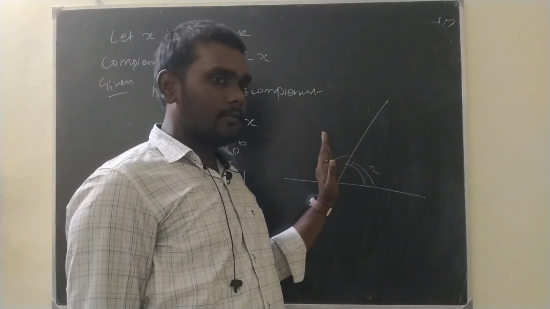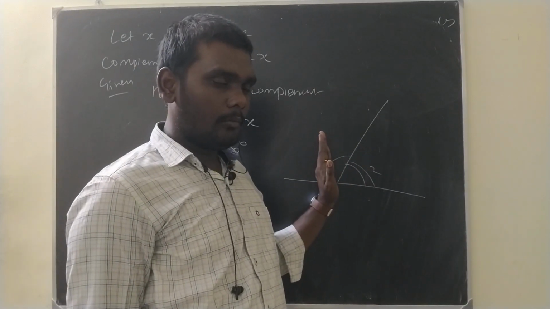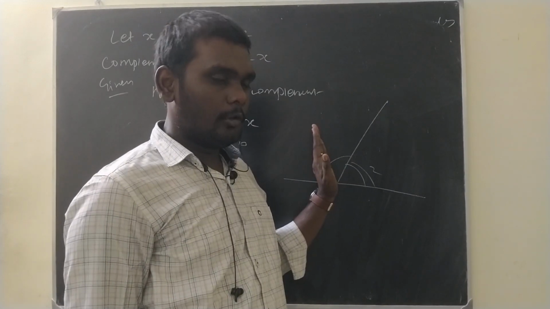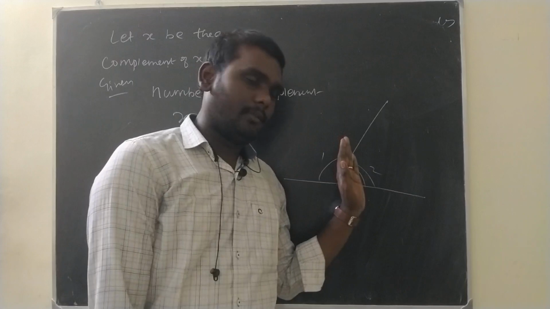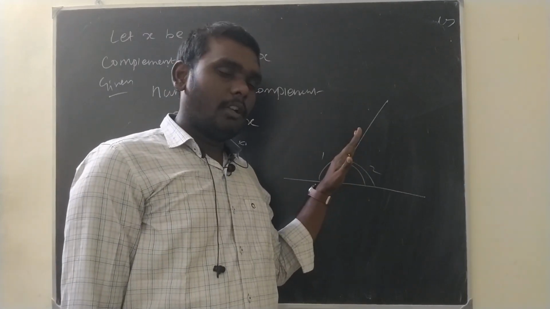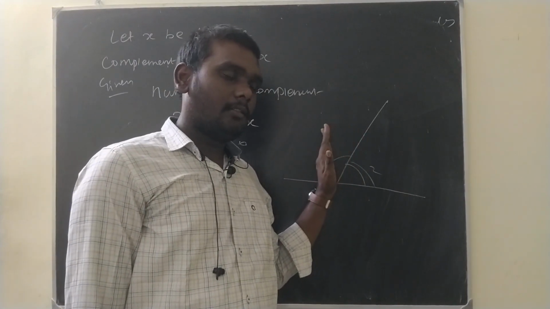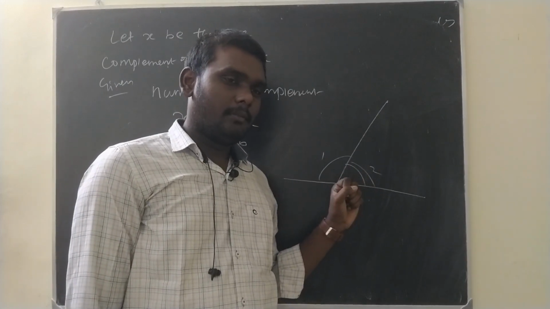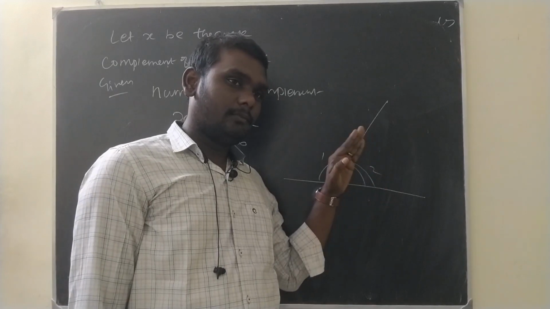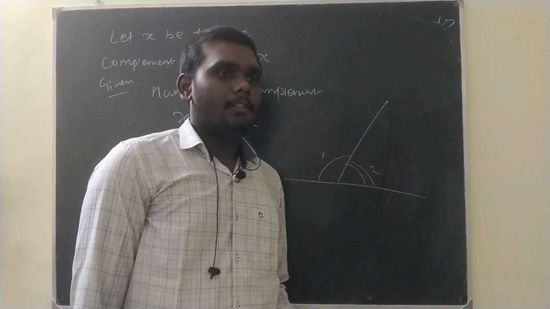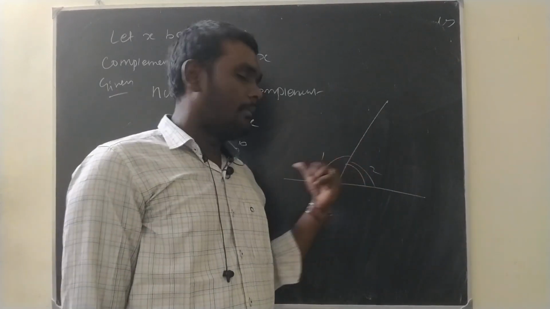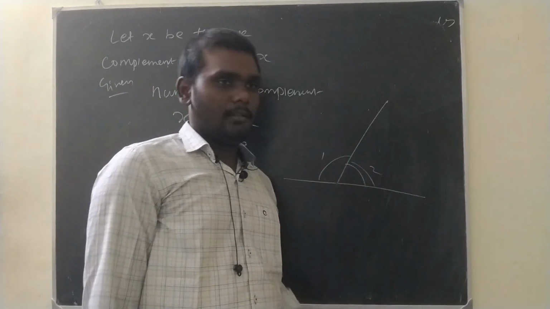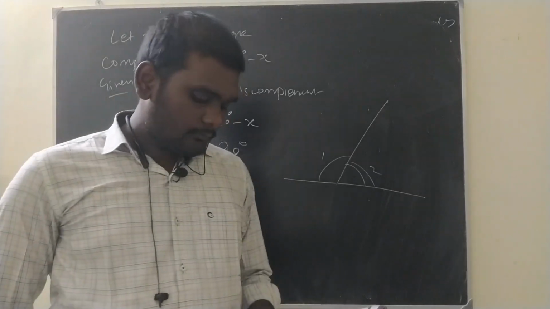1 is decreased means, no, don't assume, just think of it. 1 is decreased means 2 will behave like what? To secure the supplementary property, 2 has to increase. That is all. 2 will be increased and 1 will be decreased. The much 1 is decreased, that much 2 has to be increased. That's all. Next.